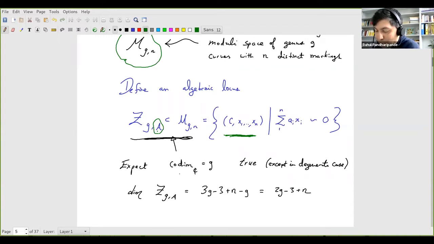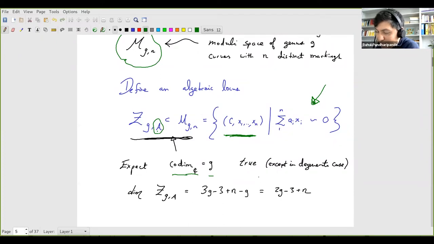And the important point I wanted to point out is that you expect it to be codimension g. And why do you expect it to be codimension g? Because this condition of being linearly equivalent to zero is somehow probabilistically codimension g, because you're asking for the point on the Jacobian to be the zero point, and it's a g-dimensional Jacobian. That's some kind of heuristic argument. Mathematically, it is actually true that this is always codimension g, except in some degenerate cases.